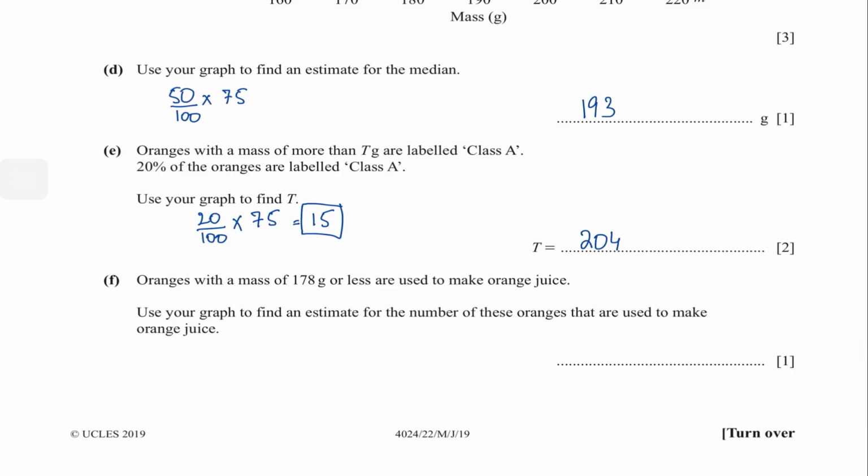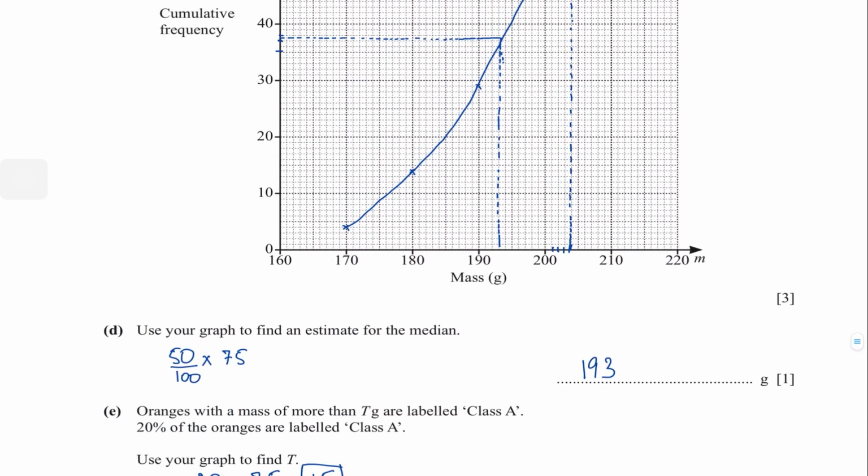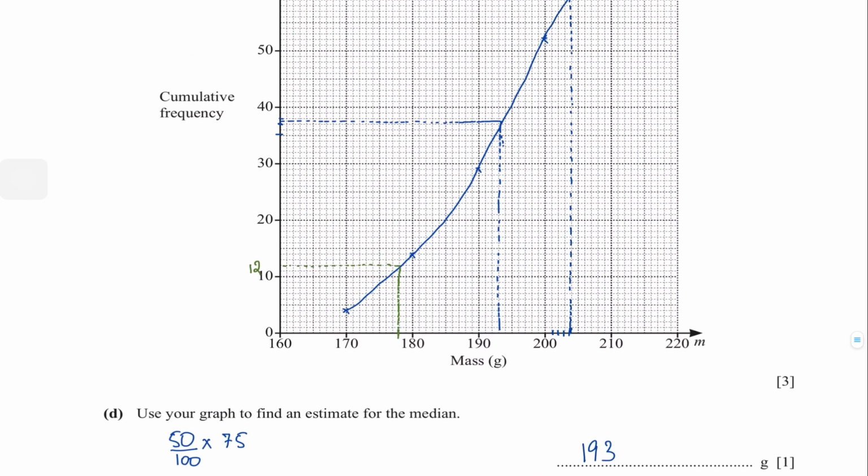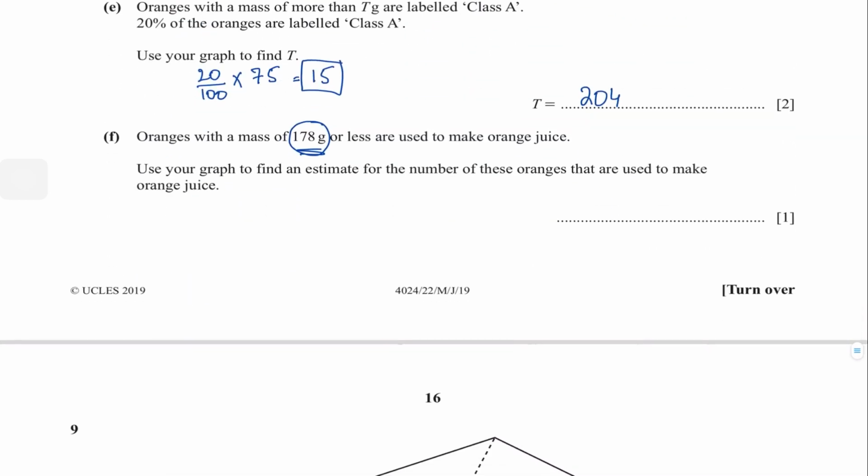Okay, now the question says oranges with a mass of 178 grams or less are used to make orange juice. Use your graph to find an estimate for the number of oranges that are used to make orange juice. So I'm going to look at 178 on the x-axis and see what the corresponding y value is. So let's switch to a different color. So 178 is going to be here. So I'm going to start from here, go up until I reach the cumulative frequency curve, and then I'm going to turn left. So this is equal to 12. So that means out of these 75, only 12 are suitable to make orange juice.